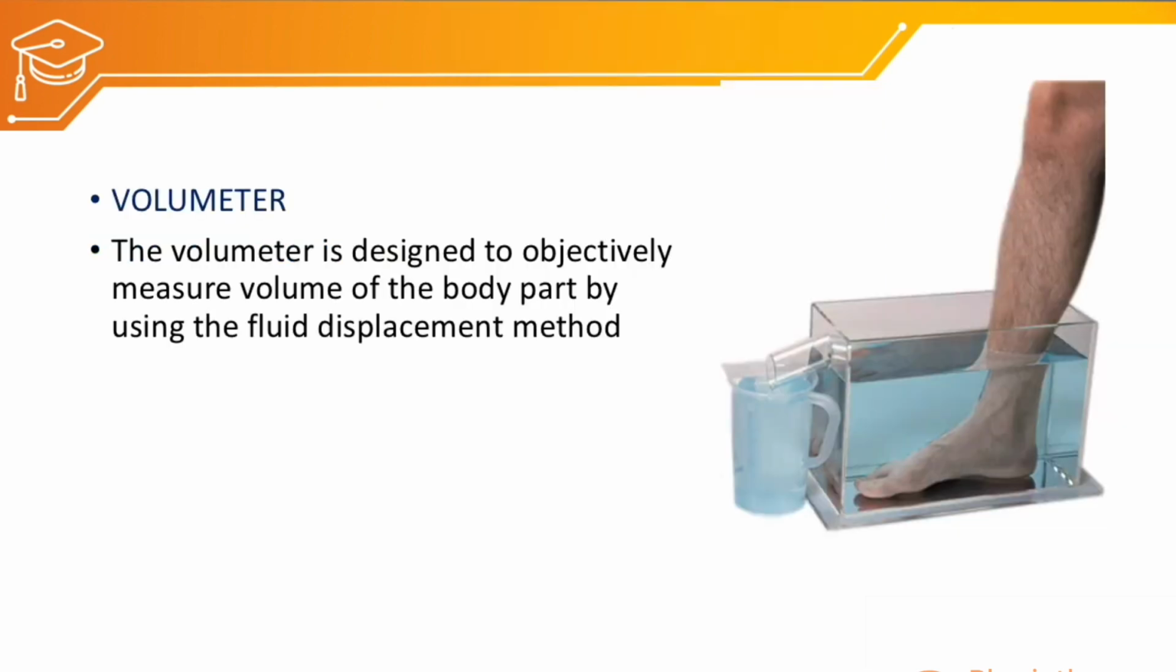The last one which we'll discuss here is the volumeter. The volumeter is designed to objectively measure the volume of a body part by using the fluid displacement method. As you can see here in the picture, the limb is immersed inside the volumeter, because of which some amount of fluid will be coming out of the volumeter into the jar. So this fluid can be measured to record the limb girth.